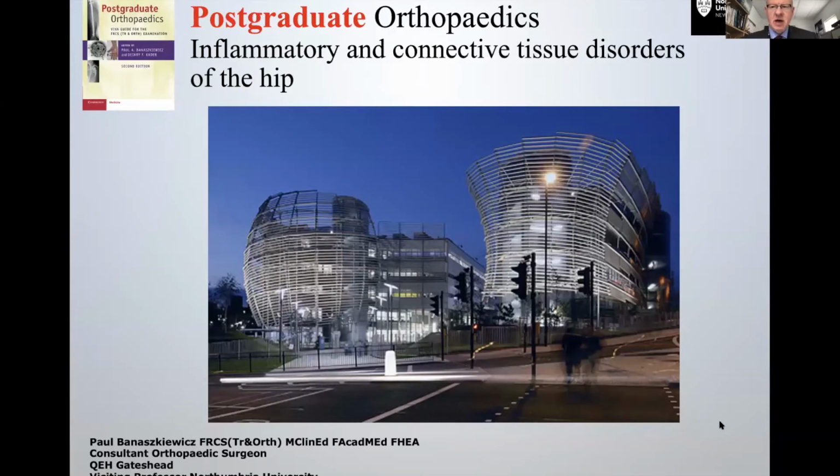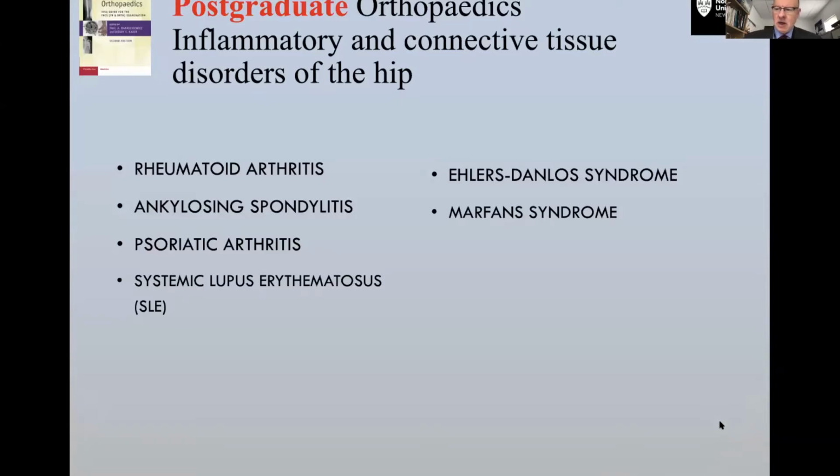For the next half an hour or so, I'll be taking you through inflammatory conditions and connective tissue disorders of the hip. The four most common types of inflammatory disorders are rheumatoid arthritis, ankylosing spondylitis, psoriatic arthritis, and SLE. The connective tissue disorders are more straightforward in that I'm just going to cover the two most common ones, which are Ehlers-Danlos syndrome and Marfan syndrome.